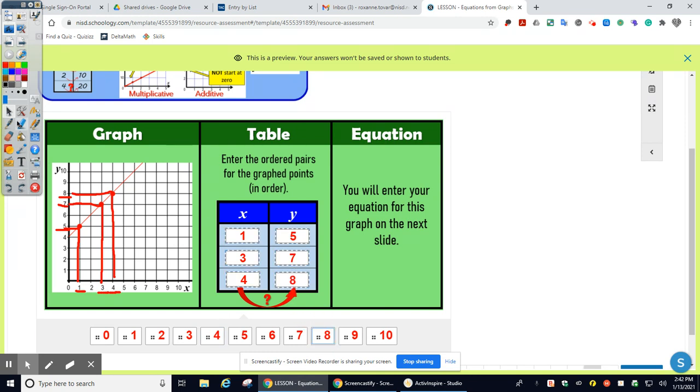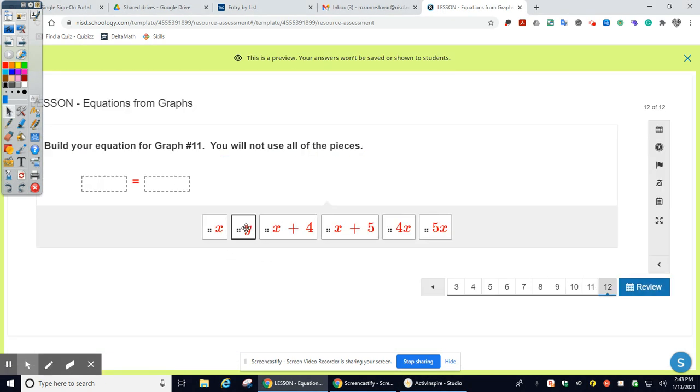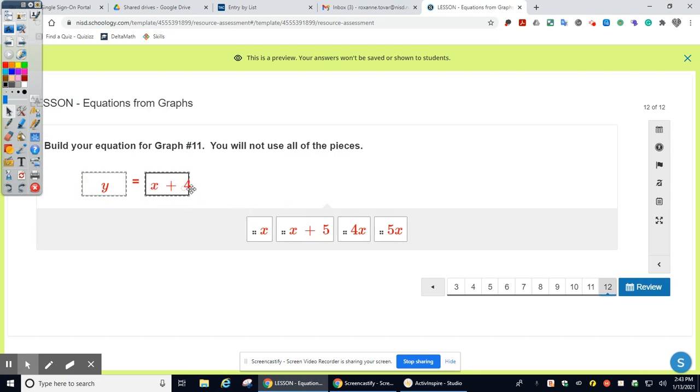All right, now we're going to make our equation. Remember, when we're making our equation, we're starting with y equals. And because this graph is not hitting the origin, we know we are adding. So we need to ask ourselves, what are we adding to 1 to get to 5? So 1 plus 4 is 5. 3 plus 4 is 7. And 4 plus 4 is 8. So we are taking x and adding 4 to get y. So now we're going to go to the last question here, and we're going to put in y equals x plus 4.